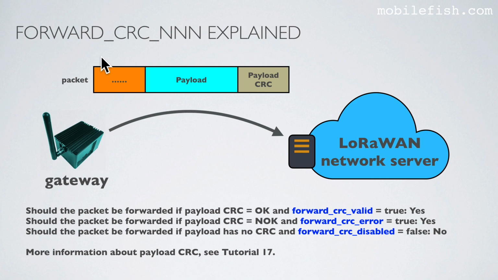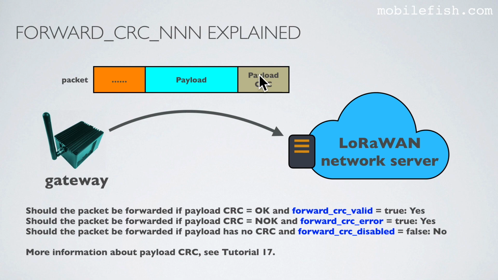So here's an example. The gateway sends a packet to a LoRaWAN network server. The packet consists of a payload and a payload CRC. I will give you 3 examples. This is the first example. Should the packet be forwarded if payload CRC is okay and this flag is true? If the payload CRC is okay and this flag is true, then this packet will be forwarded. Here is example 2. Should the packet be forwarded if payload CRC is not okay and this flag is true? The answer is yes.